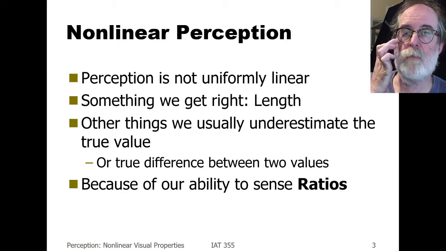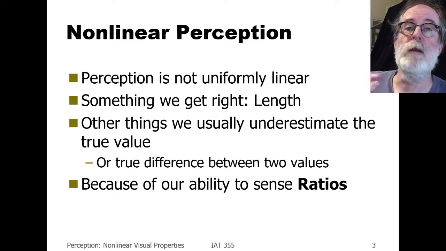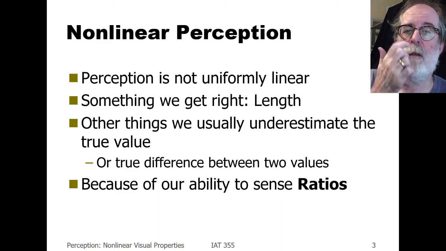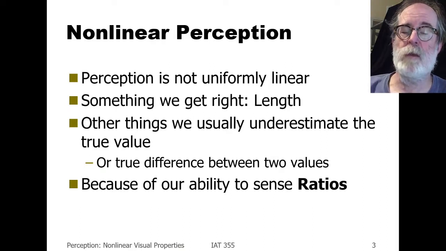So nonlinear perception is the situation that most of our perceptual capabilities live in. Perception is not uniformly linear, and this is true of hearing, of vision, of taste, touch, smell, etc. Some things, however, we as people, most of us, get pretty close to right. So we're, most of us, capable of judging length after a certain amount of practice that most of us have. So if you estimate something is about 1 meter long, you're likely to be right about that.